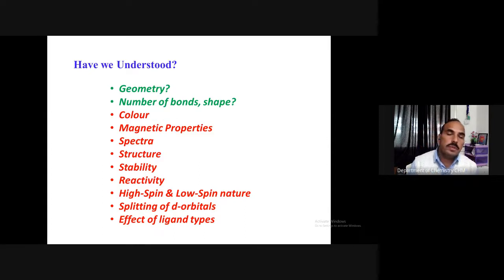But the information about color, magnetic properties, spectra, structure, stability, reactivity, high spin, low spin nature, splitting of d orbitals, effect of ligand type, we do not have any information on all these properties from Werner's theory. It was a great piece of work, but we do not get much information about this.